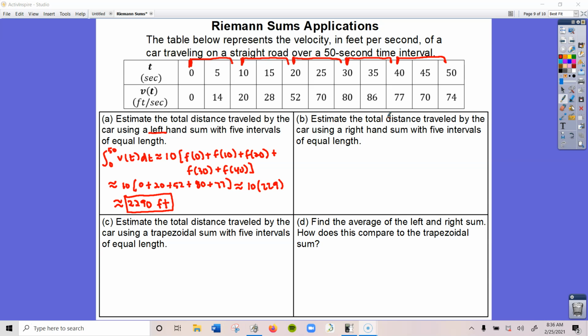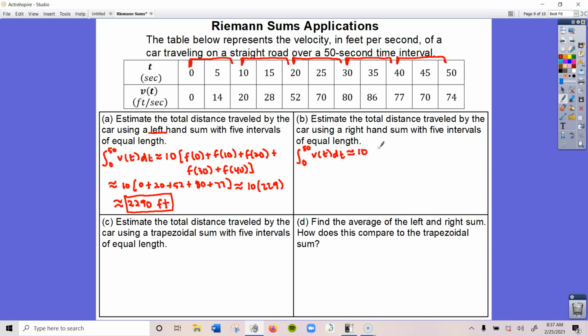Now here, estimate the total distance traveled by the car using a right-hand sum with 5 subintervals of equal length. So this is exactly the same intervals because we've already divided it into 5, but now we're using a right-hand sum. So that means that we're going to use the right side of all of these rectangles. So we would start with f of 10 and then use f of 20, 30, 40, and 50 because we're using all of the right-hand sums. So we're estimating the integral from 0 to 50 of v of t dt.